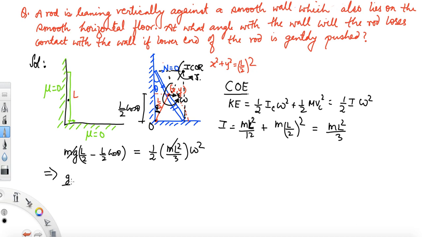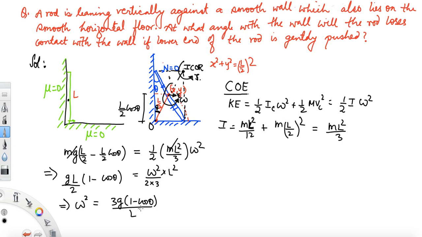So this becomes GL over 2, 1 minus cos theta is equal to omega square over 2 times 3 times, let's say, L square. We have omega square is equal to 3g, 1 minus cos theta, over L. Let's say this is equation number 1.